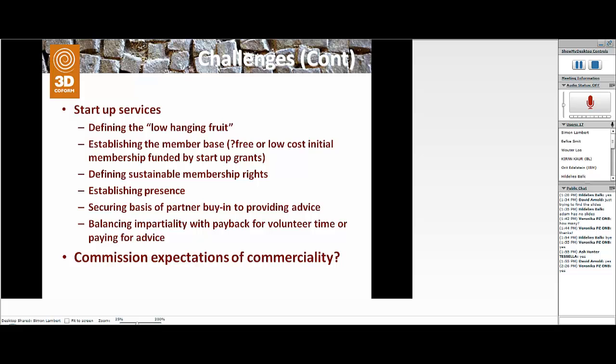To do that, we need to further the defining of the sustainable membership rights, in other words, the things you get because you're a member. But even things like running a newsletter do take effort, and the question is, where does the effort come from, and where does the cost base, the income stream come from in order to fund that? The general expectation seems to be that partners will donate some time of people in order to do that activity.